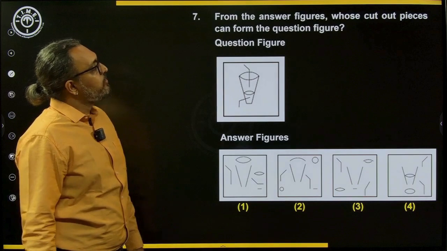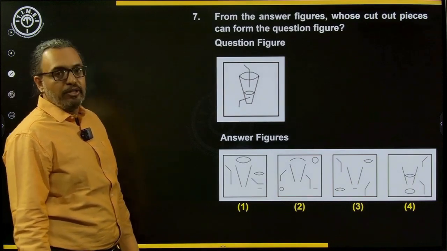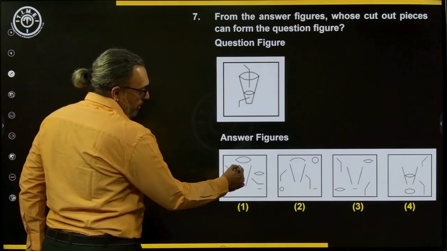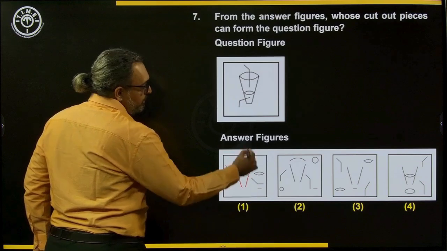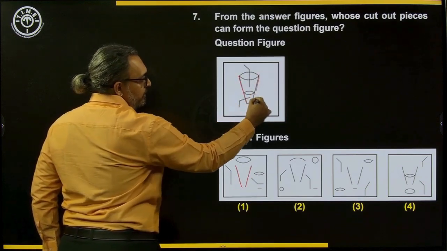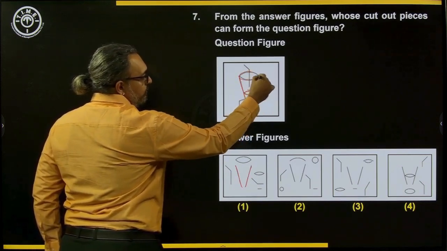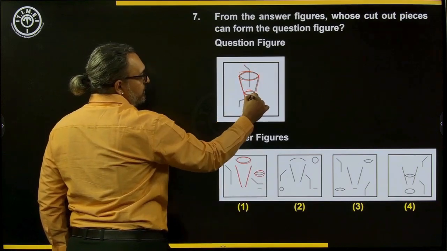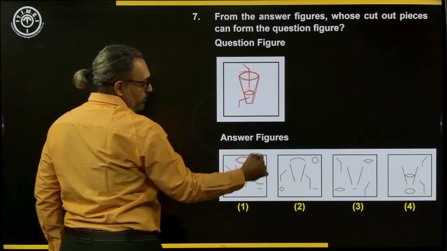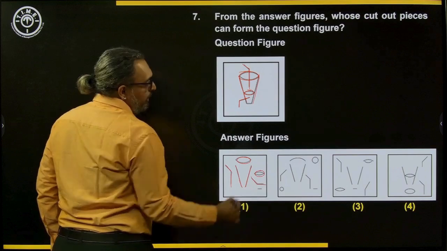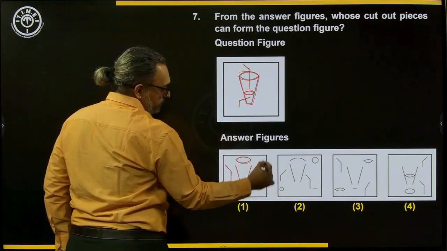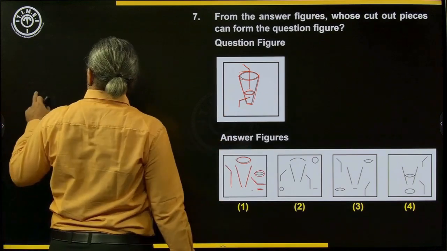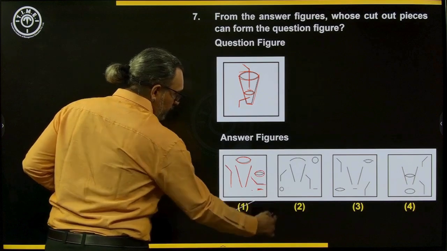Now, from the answer figures, whose cutout pieces can form the question figure? So, which among the cutout pieces can form the question figure? Say you have these 2 lines, then these 2 semicircles that are available here, then you have these 2 straw-like things, one big, one small, and then you have a line at the bottom that completes your diagram. So that is definitely available in option 1. That is what we can pick.